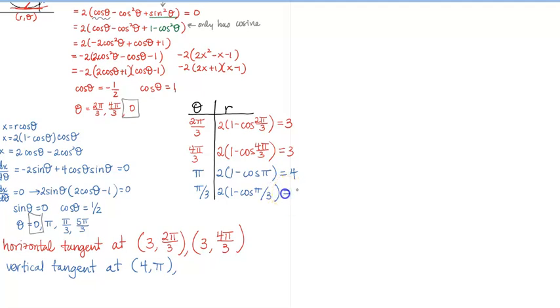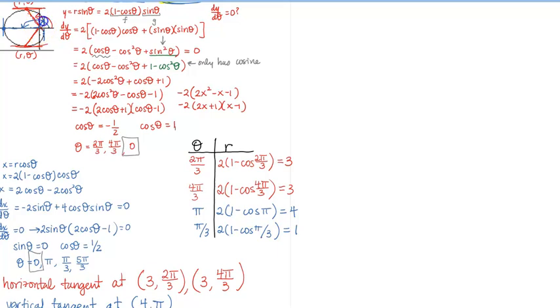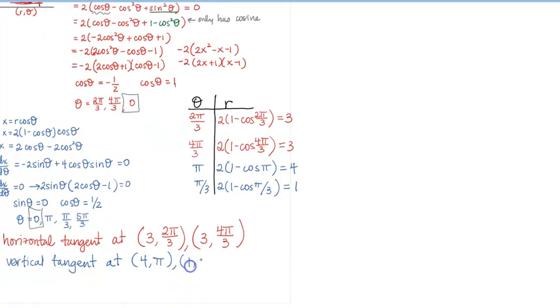We get out an answer of 1. So the angle pi over 3, r is 1, that's this tangent line up there. We have the point (1, pi over 3). And then finally, when we substitute in our last angle from when dx d theta was equal to 0, we get out 1 as well. So our final point is (1, 5 pi over 3) for where the graph has a vertical tangent line.